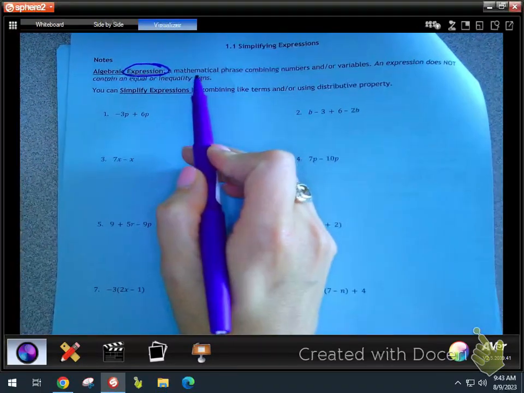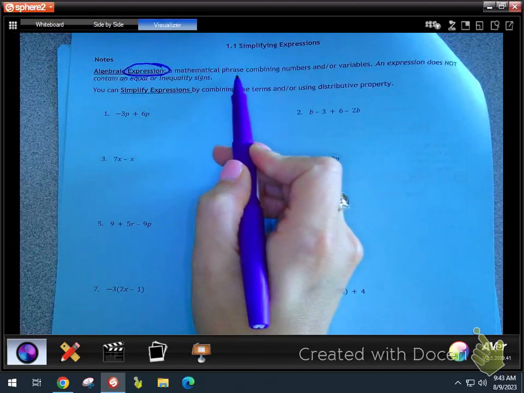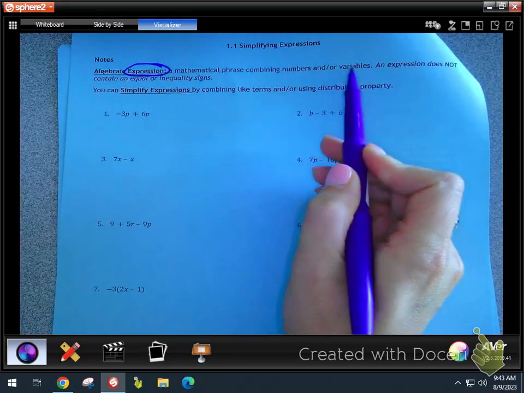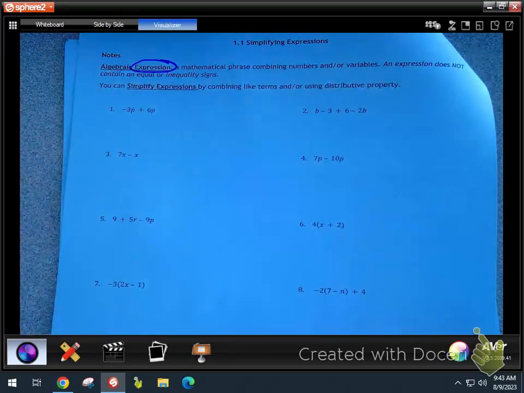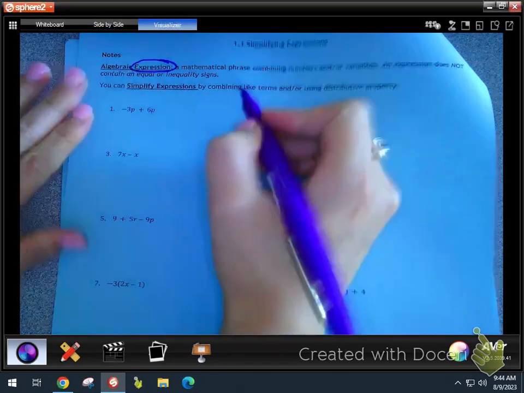So here's kind of a formal definition. Mathematical phrase containing numbers and or variables. An expression does not contain an equal or inequality signs. We'll talk about inequalities next time, but those are your less thans, greater thans. Okay, you can simplify expressions by combining like terms. Hopefully that is something that's familiar.